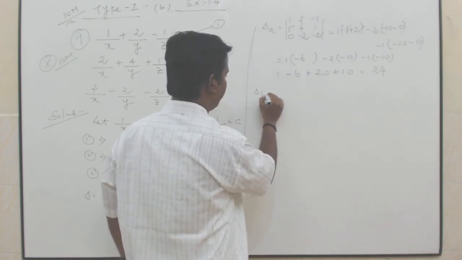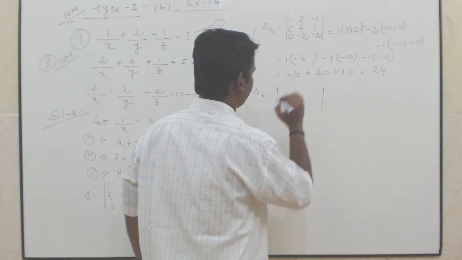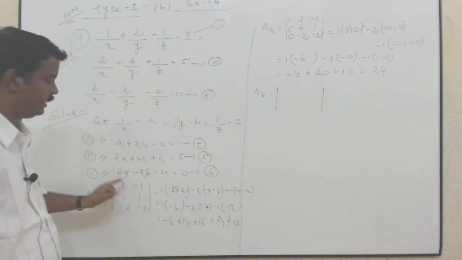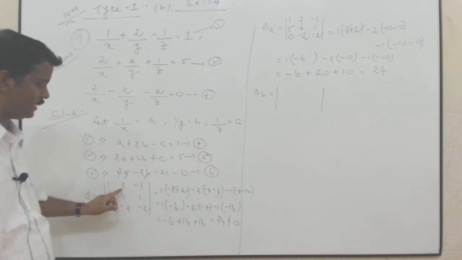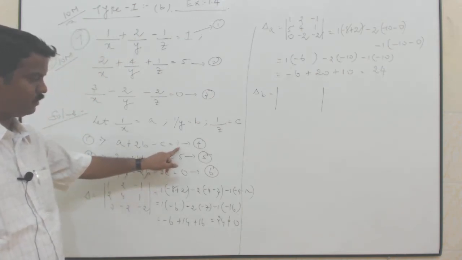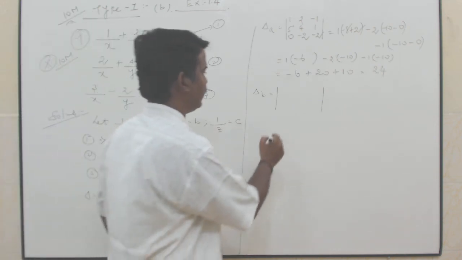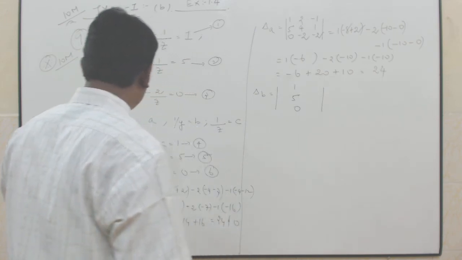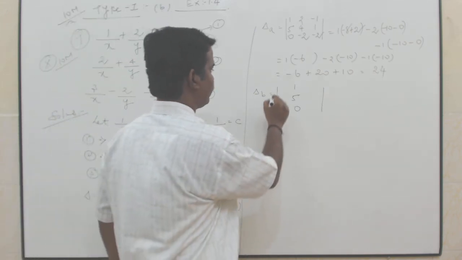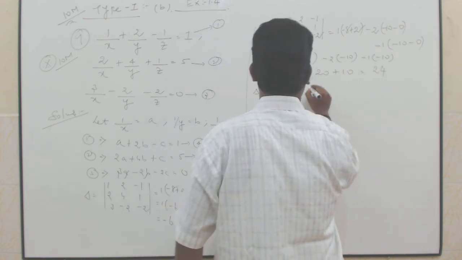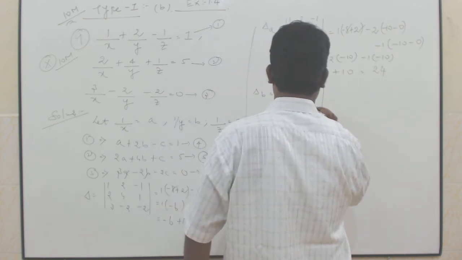Next you find out what is delta B. How will you find out delta B? Replace the second column. What is the second column? 2, 4, minus 2. Remove this, and instead we are going to put which numbers? 1, 5, 0, in where? Second column. Then you write the first column and the third column as it is: 1, 2, 3 and minus 1, 1, minus 2.